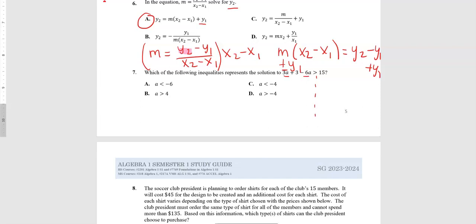So 3a minus 6a makes negative 3a plus 3, which is greater than 15. I can then subtract 3 from both sides to get negative 3a is greater than 12. I'm then going to divide by negative 3, and that right there is where you switch your sign, okay?